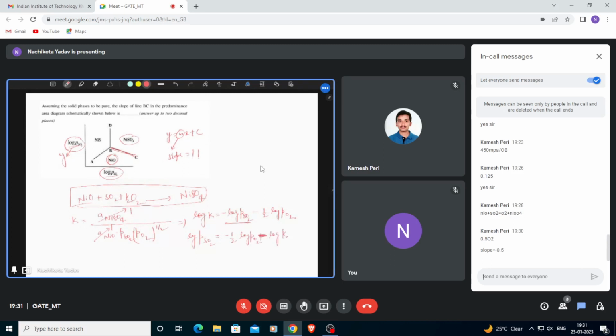So y equal to mx plus c. Here m means the slope. Slope will be m equal to minus 1 by 2, that is minus 0.5, it is our answer. So did you get this? Is it okay?